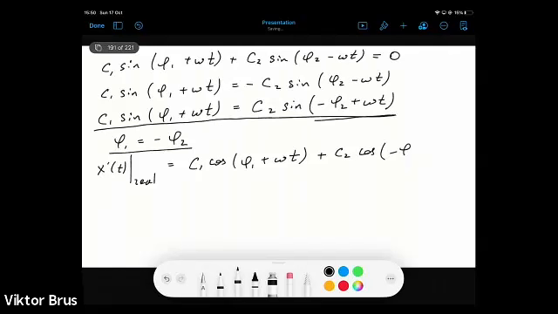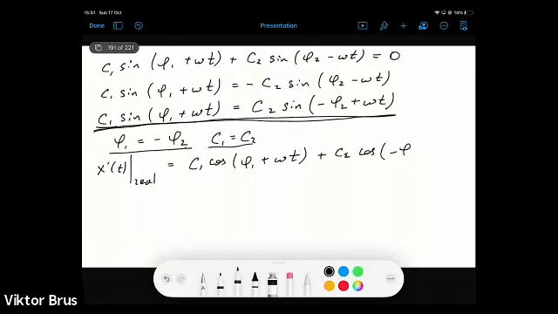here this left and right side will be equal to each other when phi1 is equal to minus phi2, and I forgot about this, and C1 is equal to C2. So we need to substitute in the real part of function x prime both C1 equal to C2 and phi1 equal to minus phi2. So I forgot about this part.